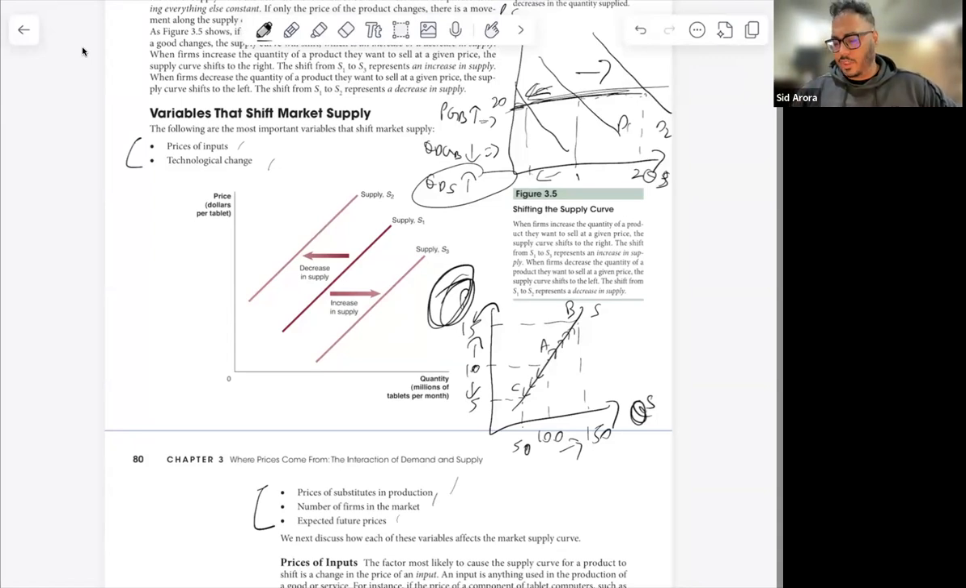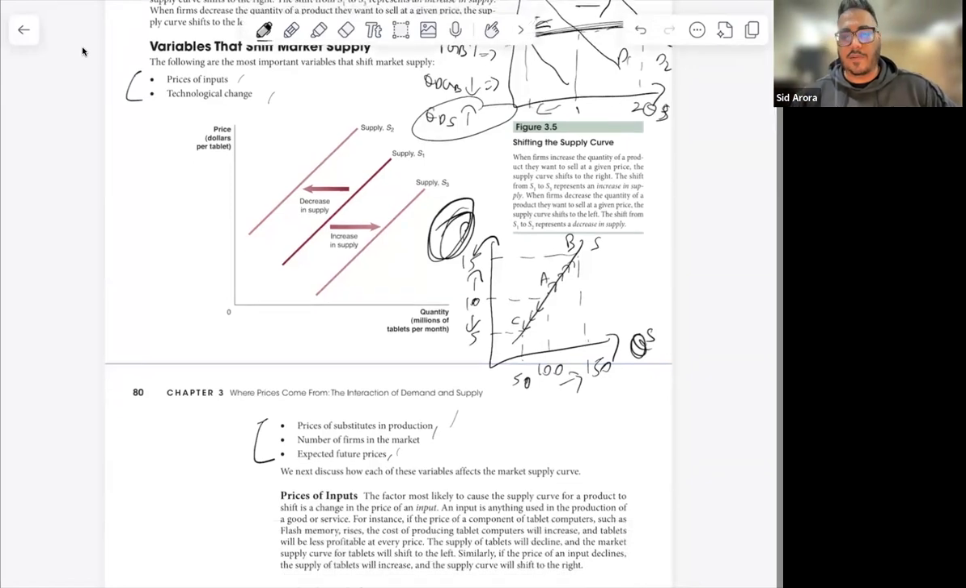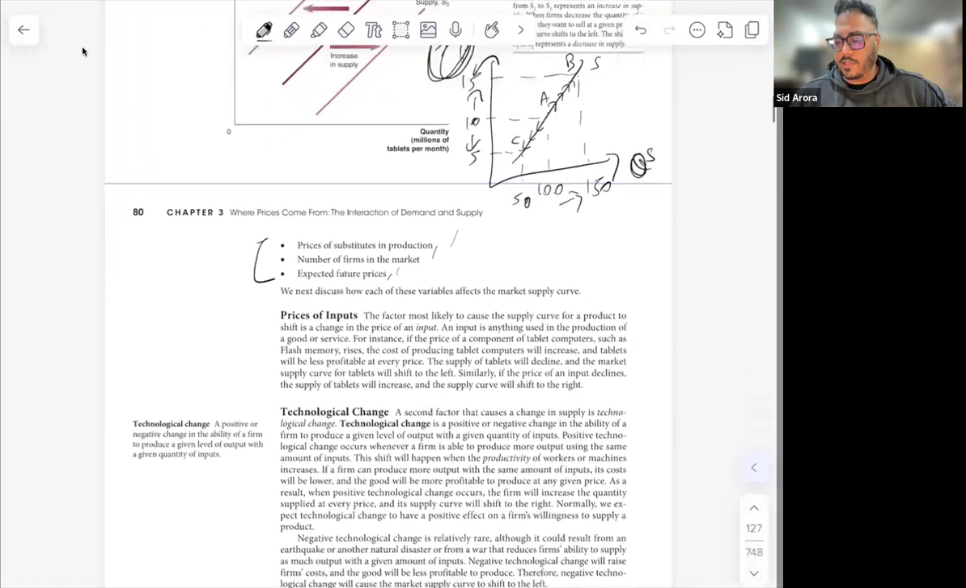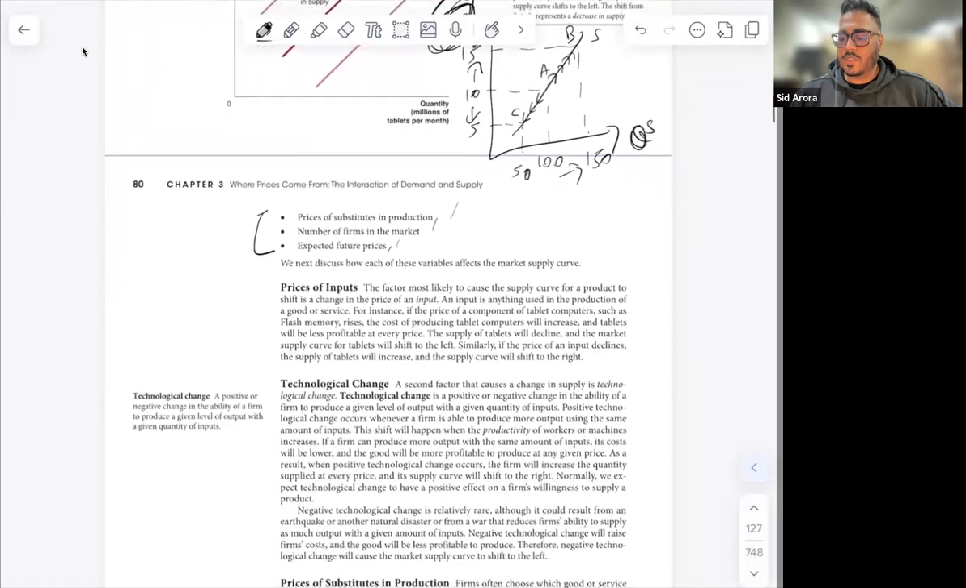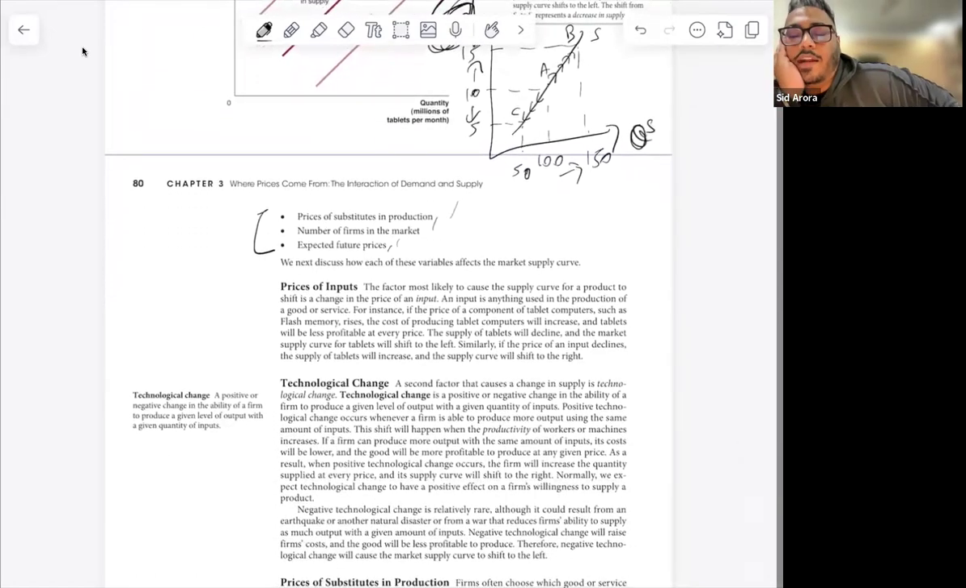Some are similar, like expected future prices, which we had in the demand side as well, right? But obviously the way it will impact the supply curve is going to be different. So we'll start with the prices of inputs. This is one of the primary factors that affect supply, right? Now obviously you're putting yourself in the shoes of the supplier. So your biggest factor of production is your inputs, right? So the prices of the inputs is a big factor influencing how much of a good you're going to be able to supply.